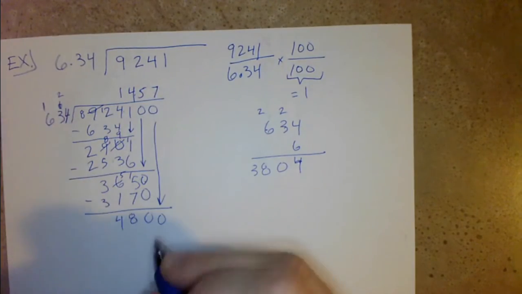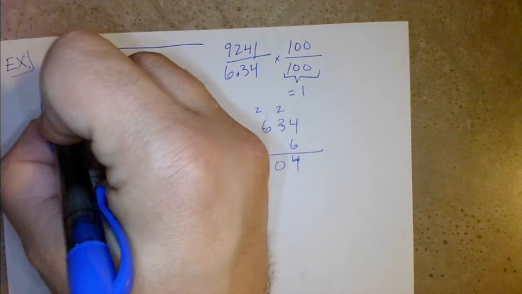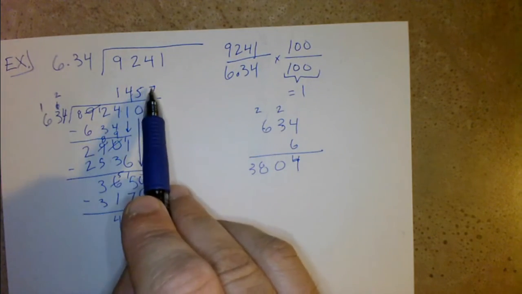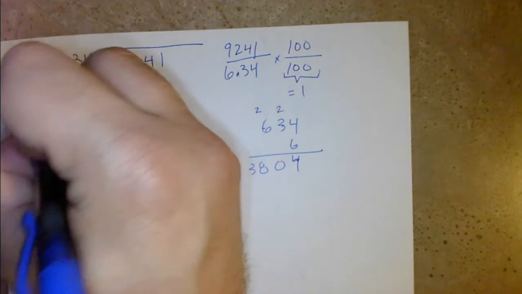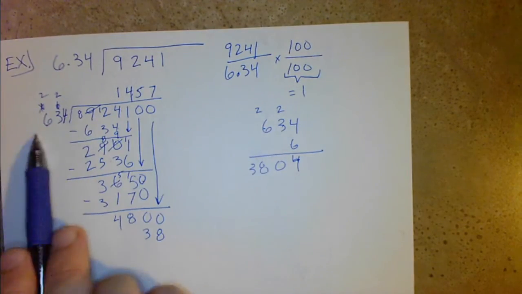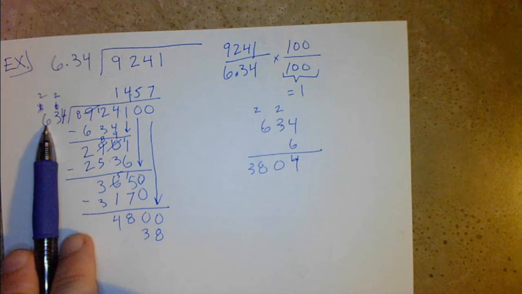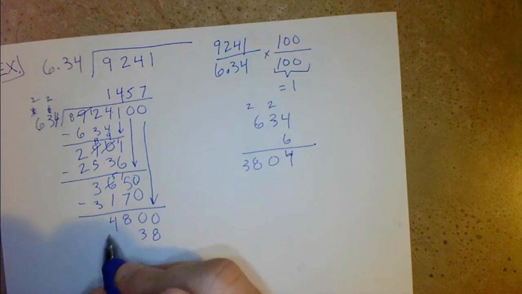7 times 4 is 28. Carry the 2. There's already a 2 up there. 7 times 3 is 21. Plus 2 is 23. Carry the 2. 7 times 6 is 42. Plus 2 is 44.